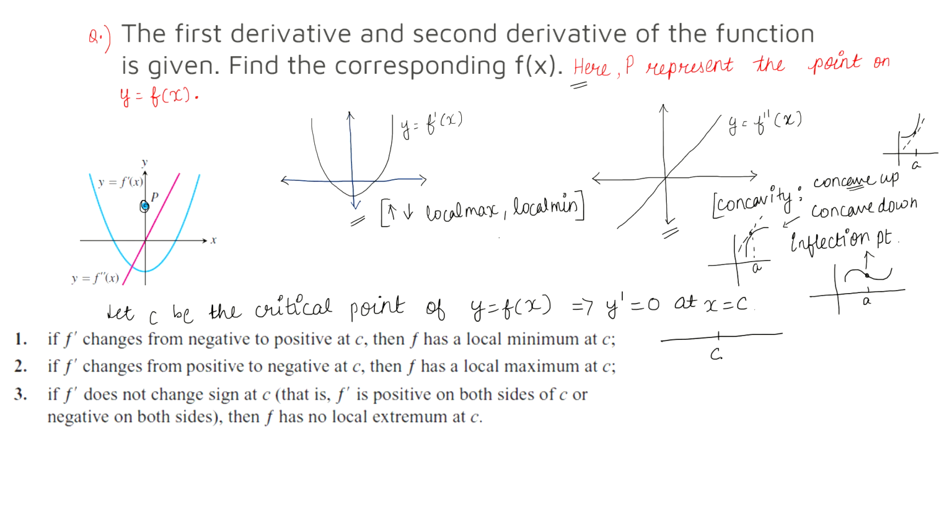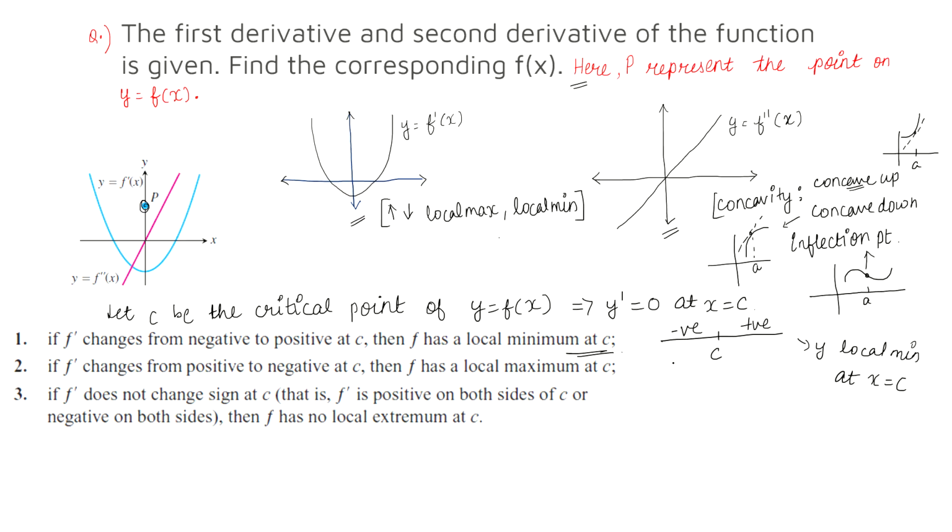If this is a point C, if f dash changes from negative to positive at C, that is, earlier f dash was negative and after C f dash is positive. So if f dash changes sign from negative to positive, then we say that y is having a local minimum at x is equals to c. So x is equals to c is a local minimum if f dash, the first derivative, changes sign from negative to positive.